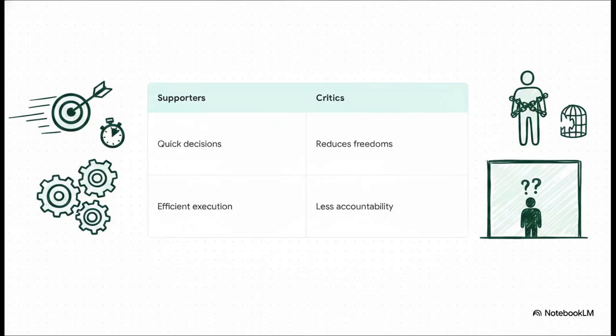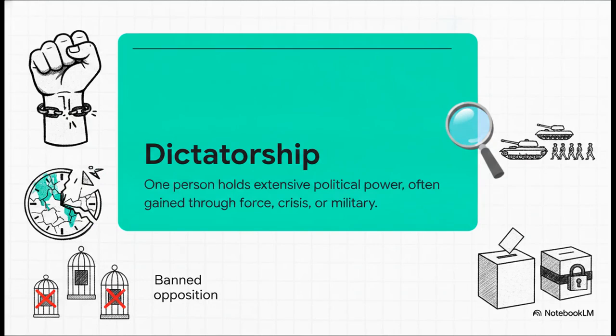When looking at authoritarianism impartially, we see a very different set of arguments. Supporters of these systems argue that because power is centralized and there is literally no need for lengthy public debates or legislative gridlock, decisions can be made and executed incredibly quickly. Critics, however, argue that this efficiency comes at a severe cost, fundamentally reducing individual freedoms and removing any real accountability for the leaders.